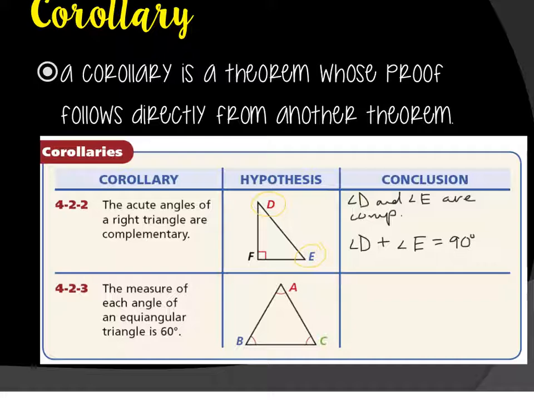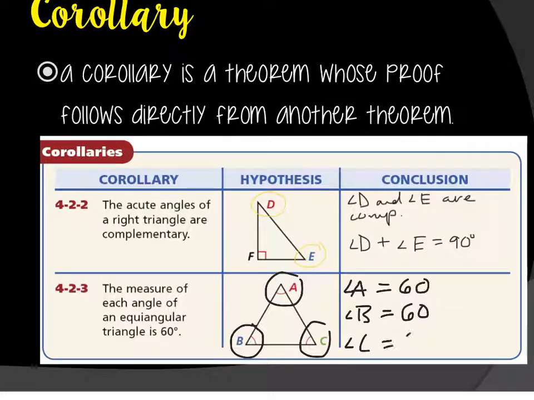Our next corollary states that the measure of each angle of an equiangular triangle is 60 degrees. So what does it mean to be equiangular? Equal angles. So in this triangle, it has three equal angles. So all of them are going to be 60 degrees. So angle A is equal to 60, angle B is equal to 60, and angle C is equal to 60. So if you have an equiangular triangle, all the angles are going to be 60 degrees.